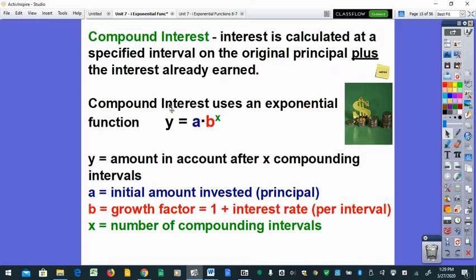So here is our basic y equals a times b to the x. Y is going to be the amount that will be in the account after X compounding intervals, and we'll explain that in a second. So it's not just years. We're going to talk about quarters and months in a second. A is going to be your initial amount invested, and in banking, that's called principal. Your growth factor will be 1 plus the interest rate per interval. We're going to explain that in a minute. And then X will be the number of compounding intervals. So there's a lot of vocabulary in there that kind of makes sense after we do an example. So let me move on and do that with you.